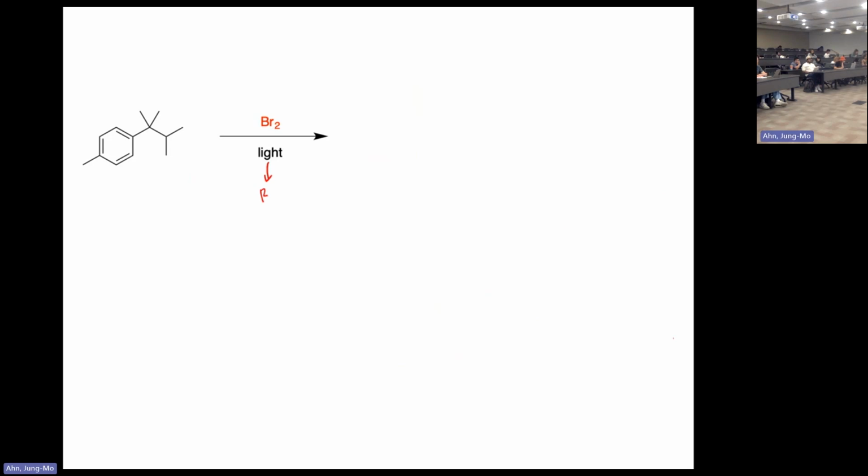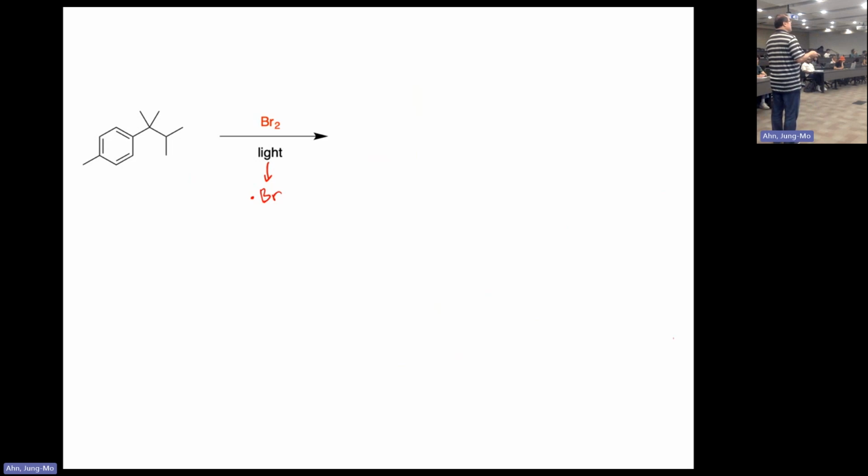For bromination reactions, you can easily see that from the reagent given. A bromine molecule with light would break down to the bromine radical. That will go for the first propagation step, which is abstracting a hydrogen from the molecule.